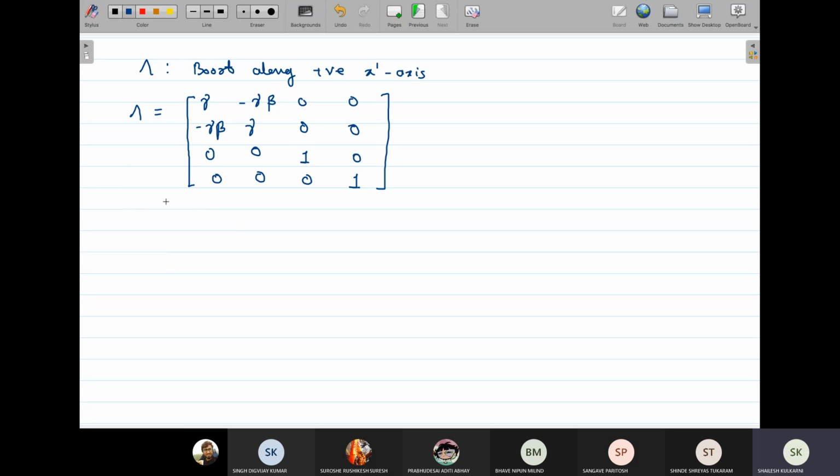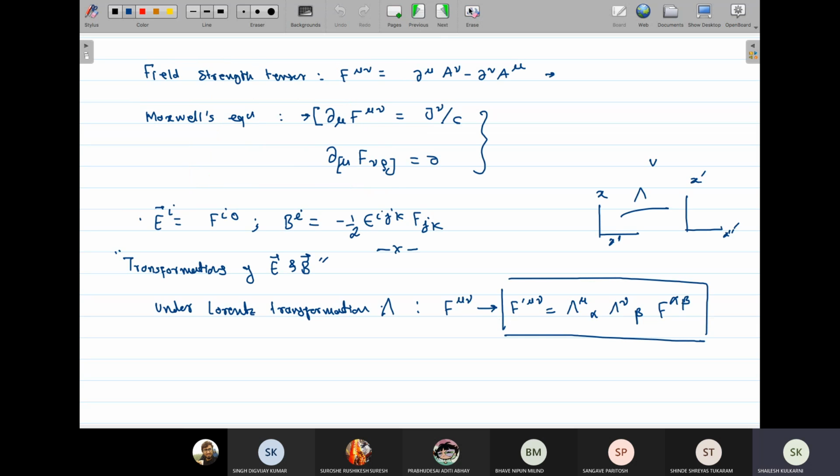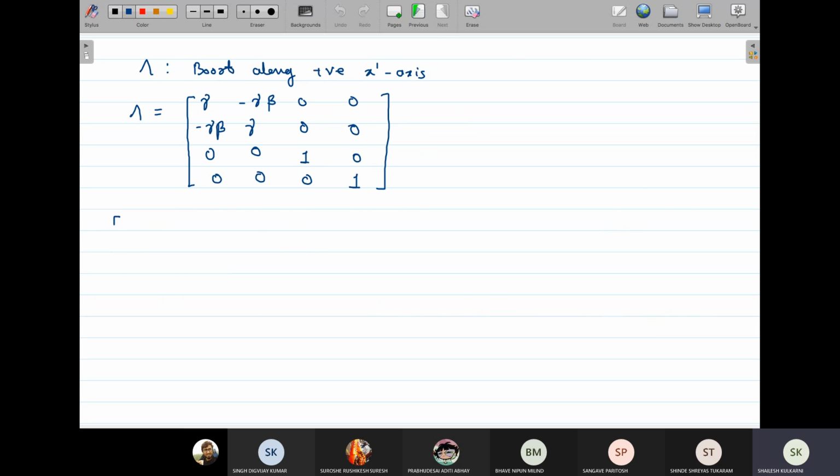So now let us use that previous relation, and let us focus on this component, F prime i0. So mu equal to i, nu equal to 0. What will it be? This will be lambda i alpha, lambda 0 beta, F alpha beta. Agree? Let us sum it. So this is equal to lambda i, let us say alpha equal to 0, beta equal to 0. But for alpha equal to 0, beta equal to 0, F00 is 0.